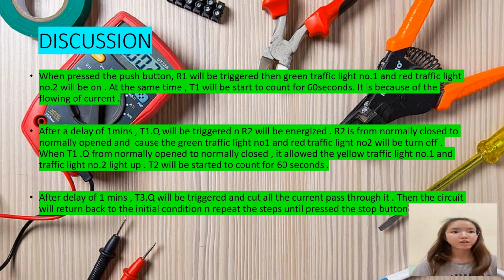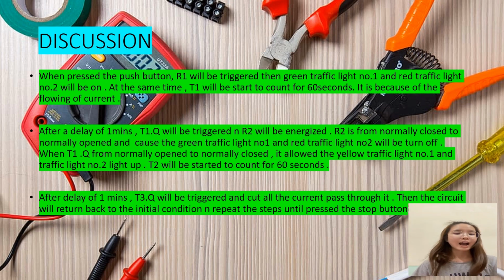For this mini project, we're going to use our knowledge of the relay circuit to design a simple traffic light control. Before we undergo this mini project, we need to download PLC Feeder. Firstly, when we press the push button, R1 will be triggered. Then green traffic light number 1 and red traffic light number 2 will be on. At the same time, T1 will start to count for 60 seconds. This situation occurs due to the current passing through the circuit.